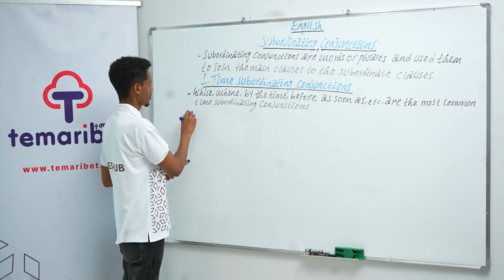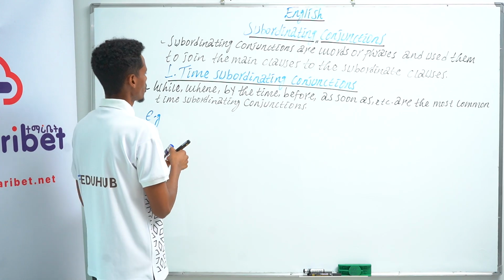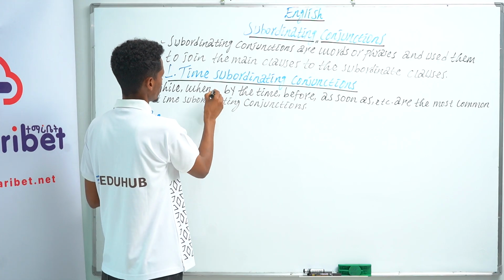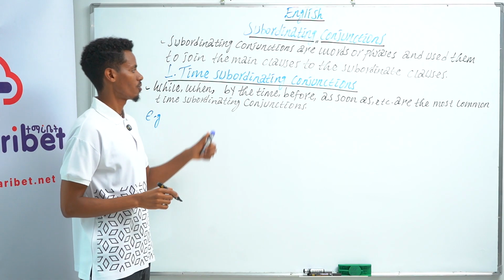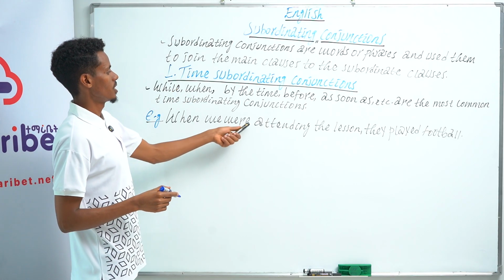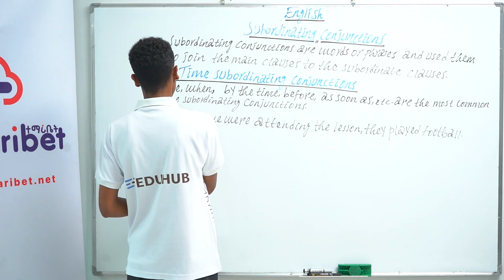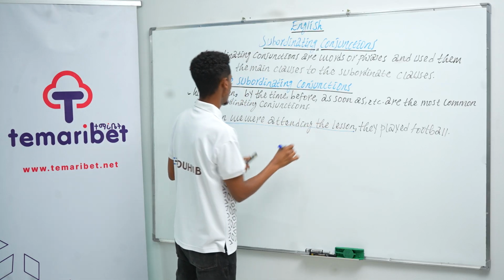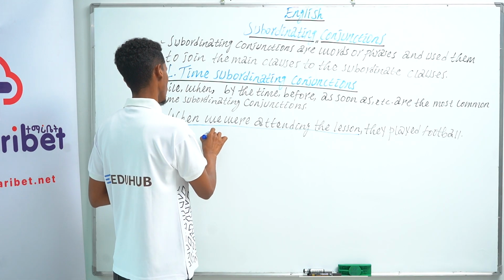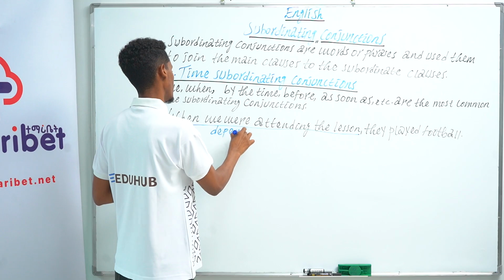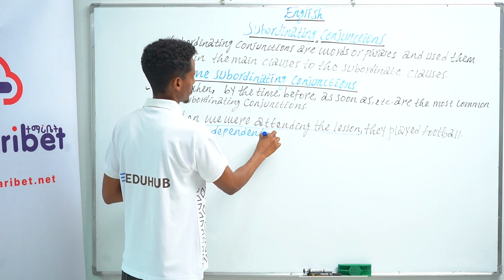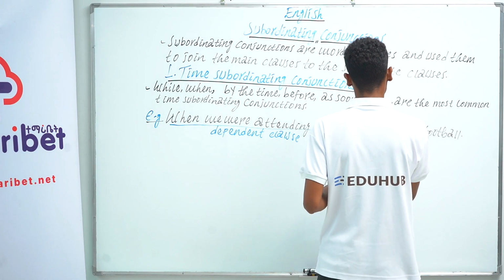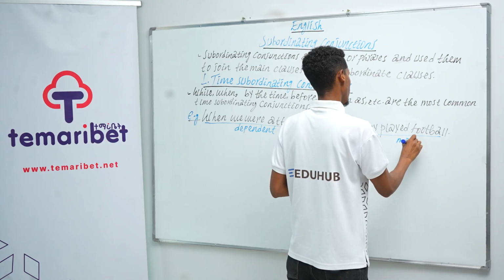For example, the first one: when we use "while" and "when," we use them to express the interruption of something. In order to join the interruption of something, we need to use "while." When we were attending the lesson, start from the subordinating conjunction word "when" up to the comma. This clause is the dependent clause, and the next one is the main clause.